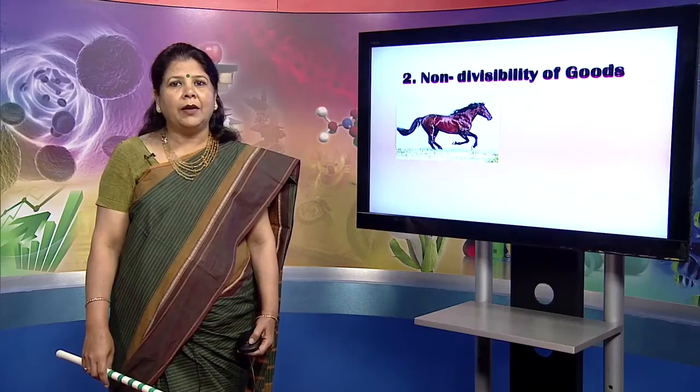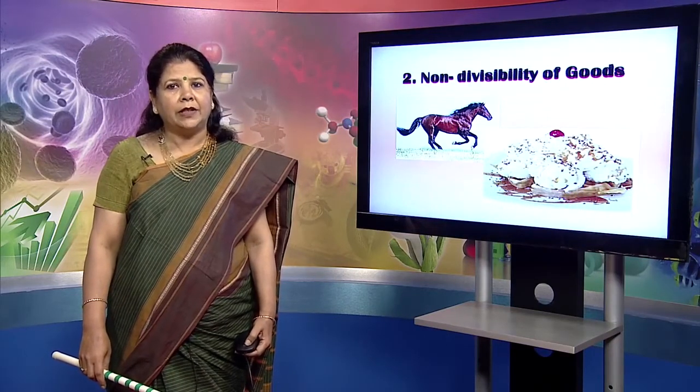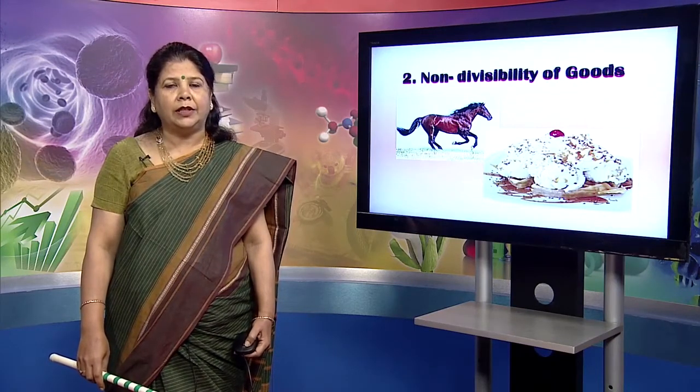We can see the visual of a horse and an ice cream. Can you even imagine how these can be traded with each other?